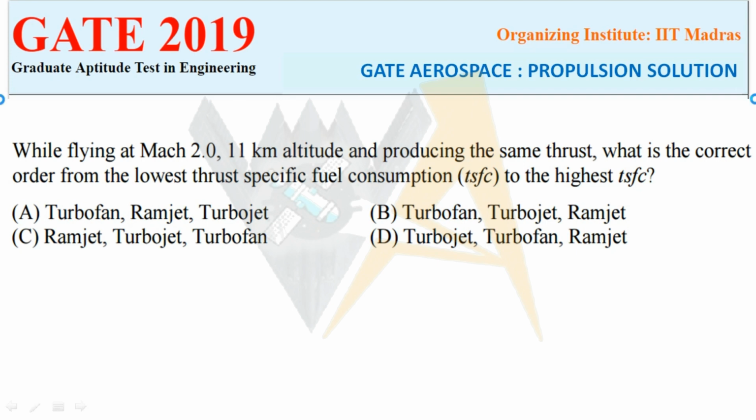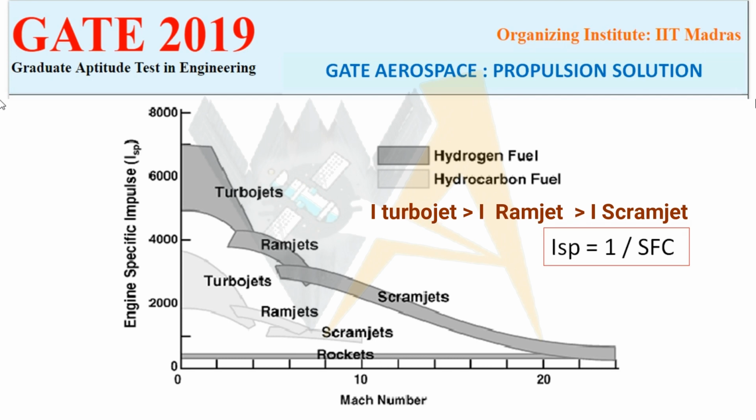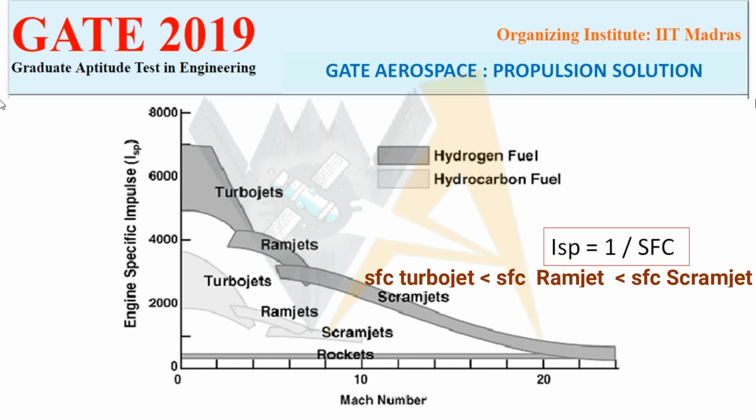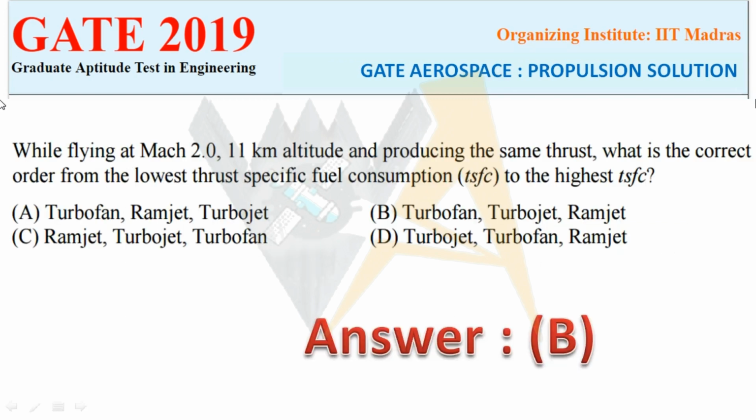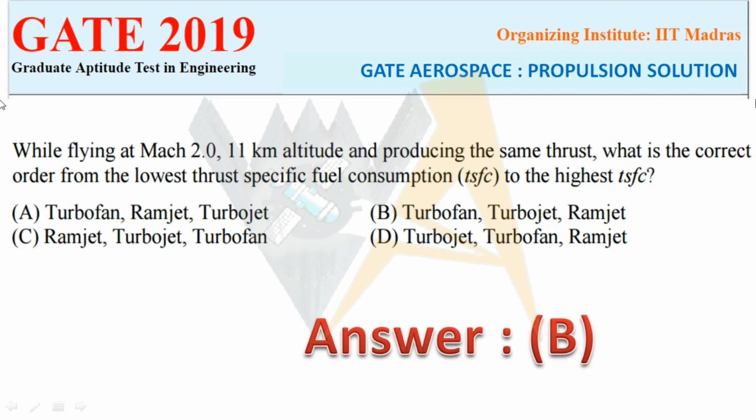Remember these parameters. We know that specific impulse is inversely proportional to the SFC. So from here we can pick up that turbojet, ramjet and scramjet have gradually decreasing specific impulse, so it will be the inverse for SFC: scramjet has the highest SFC compared with the ramjet and the turbojet. So we can come to the conclusion that option B is right, where the SFC is less in the turbofan compared with the turbojet, and in the turbojet compared to the ramjet. So answer B is the right option.